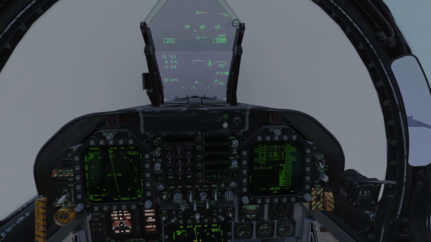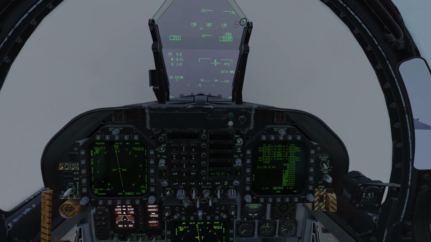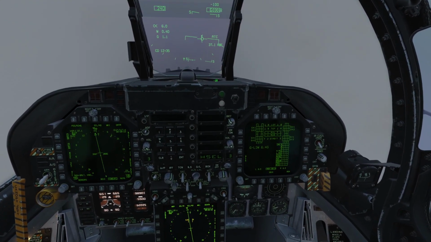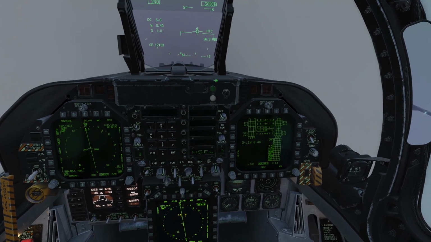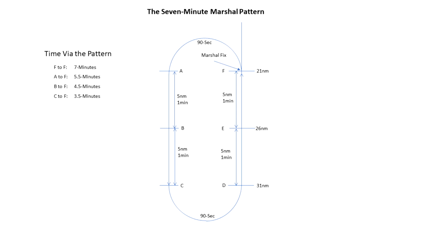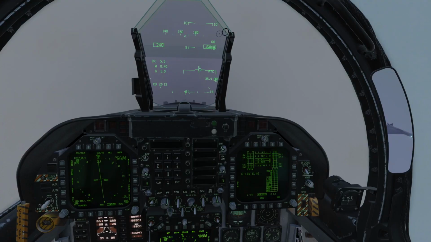In today's Marshal pattern, I have a lot of time to play with, more than 12 minutes. That's more time than I need or want. So my plan is to work myself inside the near half of the 7-minute pattern, that's inside 26 miles or Point Echo, on final, and then perform a series of 180-degree turns to eat up time and to set up a situation where I have slightly more than 3.5 minutes at Point Charlie heading outbound in the 7-minute pattern.